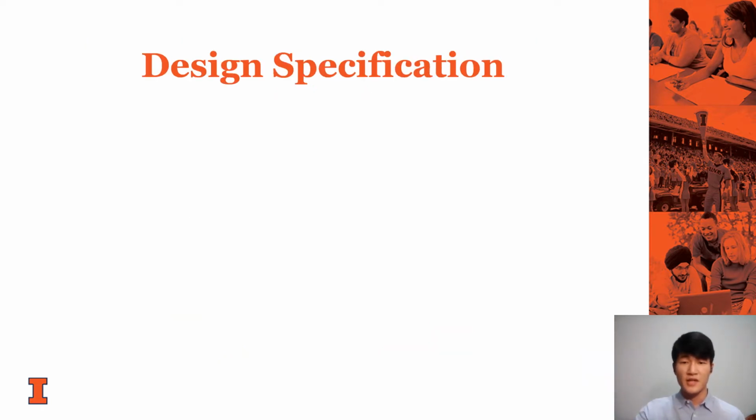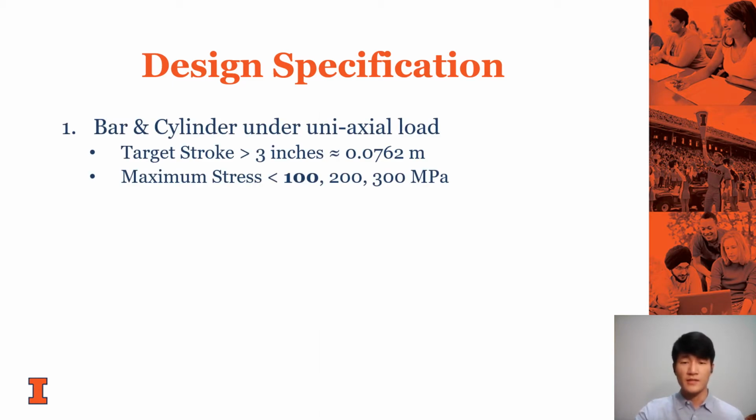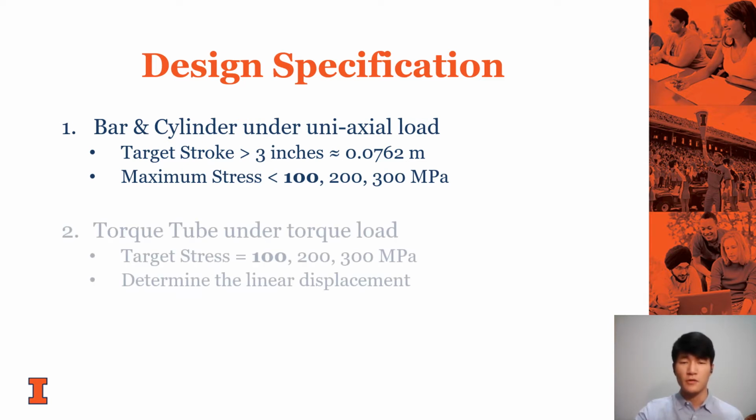Here are some design specifications for the actuators that fit the NASA ULI requirements. As shown on the slide, I tested bar and cylinder under uni-axial load with minimum target stroke of 3 inches at different maximum internal stress values. Also, I measured the linear displacement of torque tube under different stress values as well. For this presentation, I'll focus on simulation with maximum stress value of 100 megapascal.